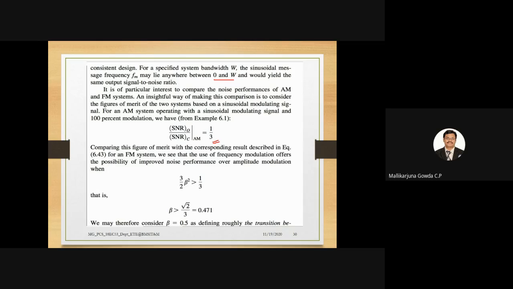It is beta square. So 2 by 3 into 3, it will be 9, or I can write as 3 square, right? So beta square will be greater than 2 by 3 square, or I can write beta will be greater than square root of 2 by 3, which is nothing but 0.47. So this value of beta will be defining the transition between narrowband FM and the wideband FM, right? But we say even beta less than 1 is narrowband FM, beta greater than 1 is the wideband FM. Up to this point, is this clear?